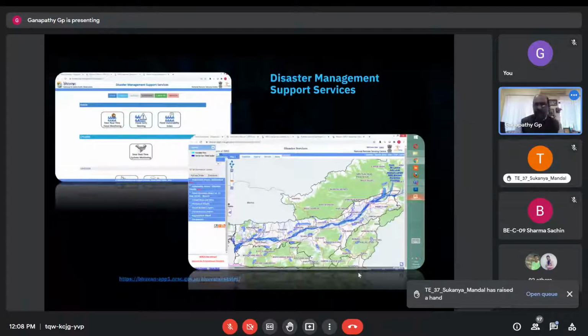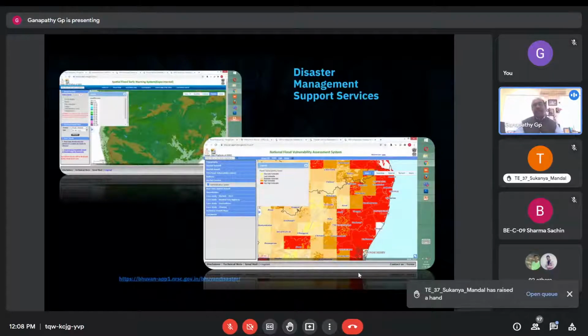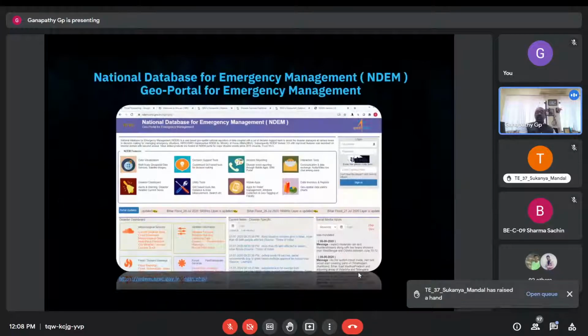And yeah, we have other disaster management support services also in India. Like this is on Bhuvan by the government of India. The flood hazard map is already available, and we have disaster management support services available. This is the National Flood Vulnerability Assessment System. This is the Spatial Flood Early Warning System. And we have NDEM, which is nothing but the National Database for Emergency Management, and the Geoportal for Emergency Management, which is available. So all this information you can get from this website.